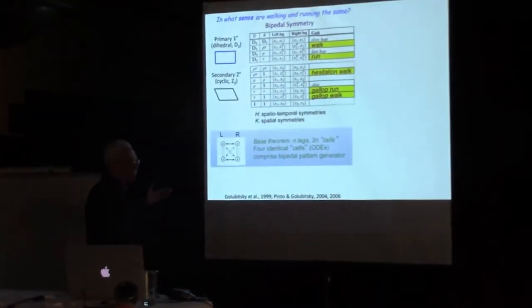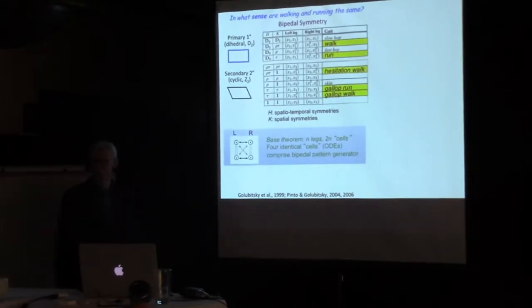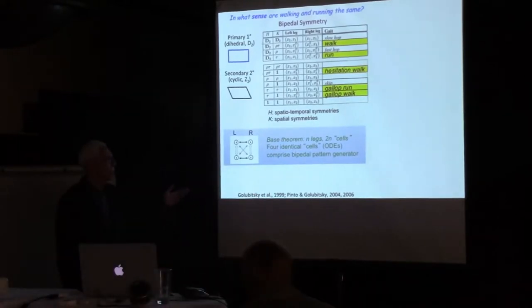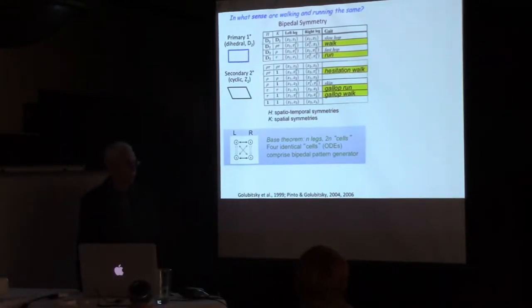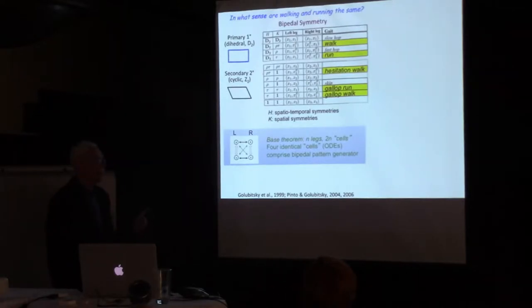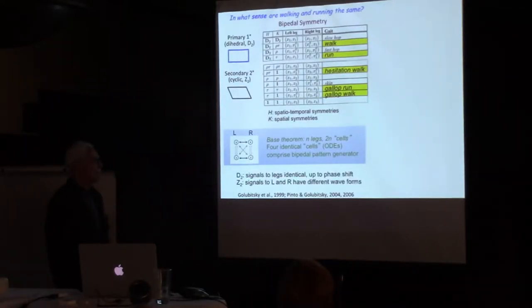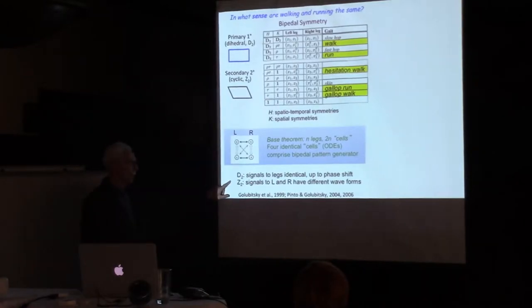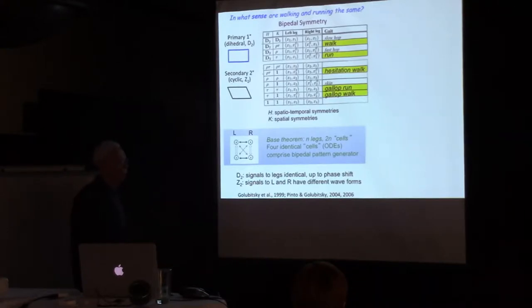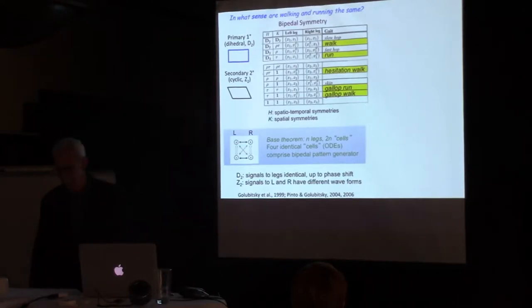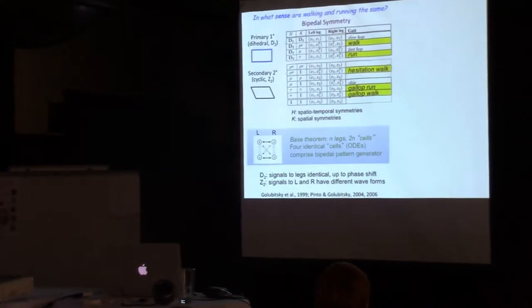There's a theorem which folks use to generate the right kinds of group theory, mathematics and so on. There are n legs, 2n cells, 4 identical cells, ordinary differential equations, and they comprise the bipedal pattern generator. For D2 signals, to legs that are identical up to phase shift. The Z2 signals to the left and right limbs have different waveforms. So these are a generic set of findings by primarily a gentleman called Golubitsky, an Australian scientist in biological systems.